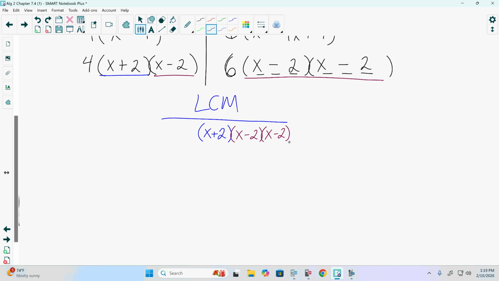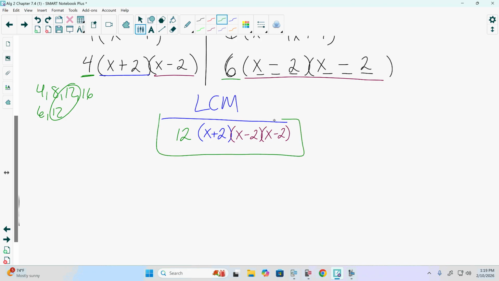Now all we're left with is what? 4 and 6. This is kind of nice because we can do it either way. The numbers are small. 4, 8, 12, 6. This is the least common multiple.